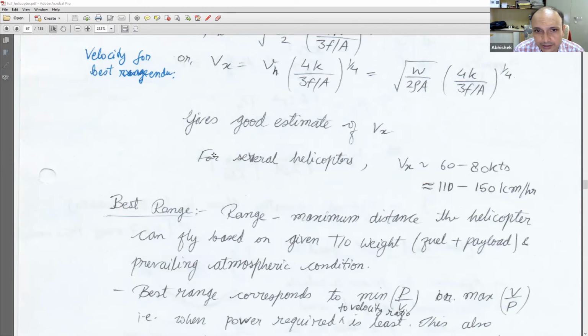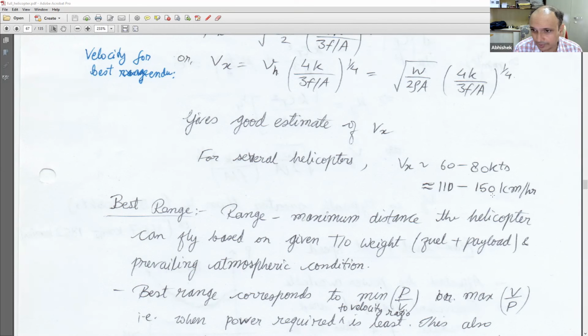You will find that the typical best endurance speed for a large helicopter would be 110 to 150 km per hour. I can tell you for my small helicopter, that unmanned helicopter which we are now selling, the best endurance speed is around 60 km per hour, which is still much better than a typical multi-rotor. Multi-rotors max out at 60 km per hour.